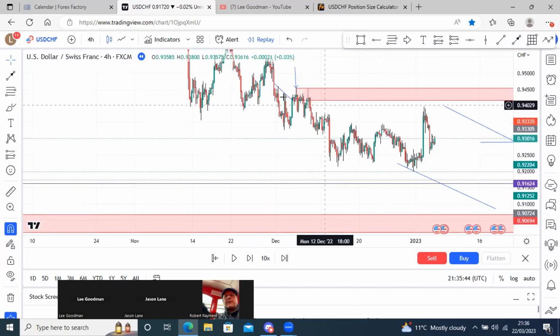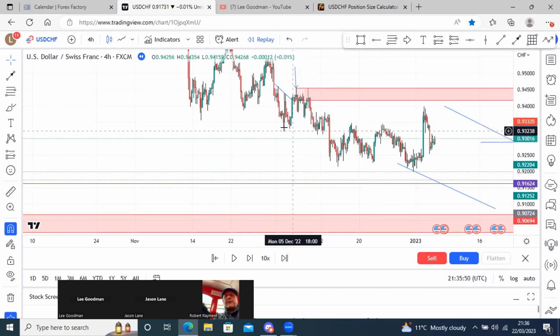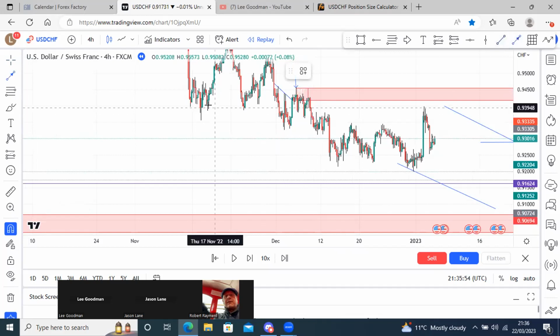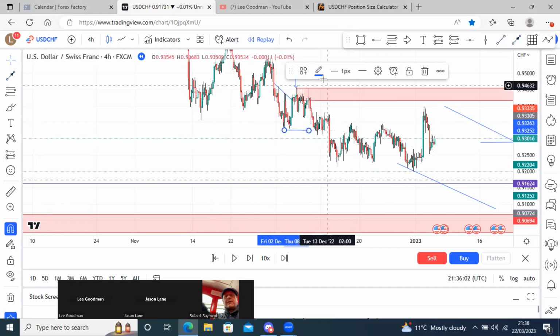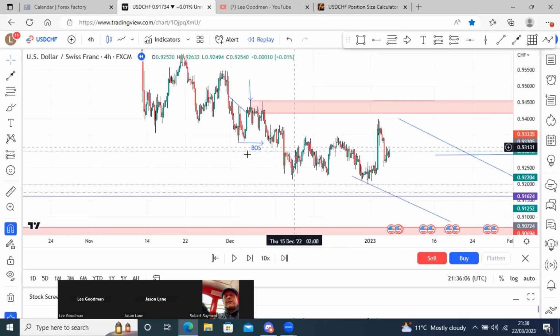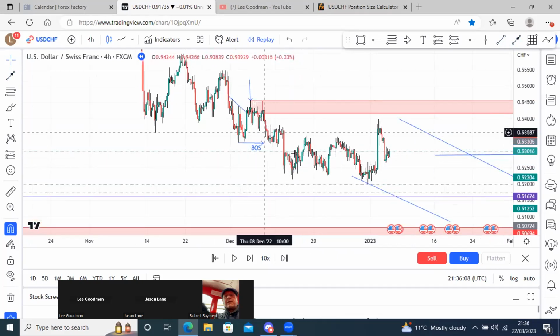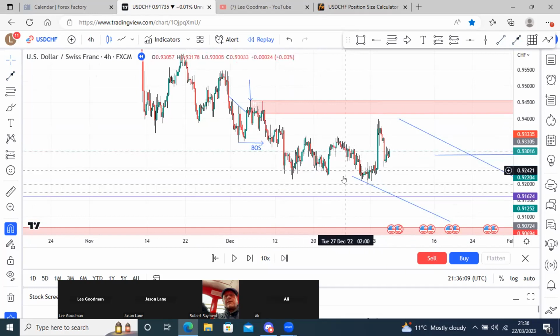So I'll literally draw this box once it's broken structure below here. Once you've got the sweep, break structure, break below here. Cool. Break structure there. So that would be me. I don't think I'd have drawn it there, and I'd have probably.